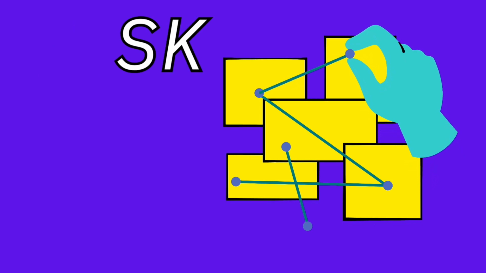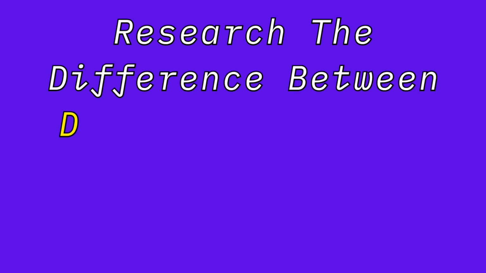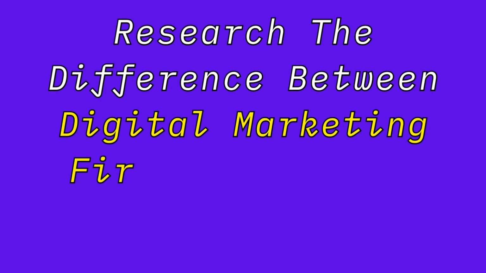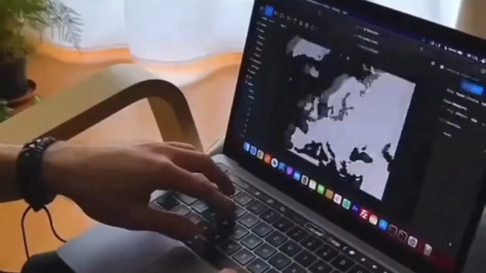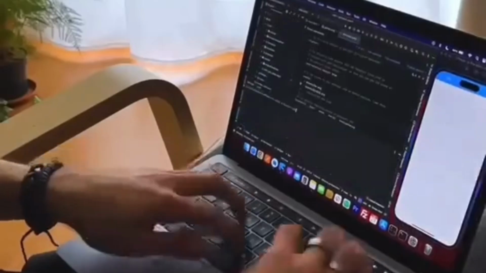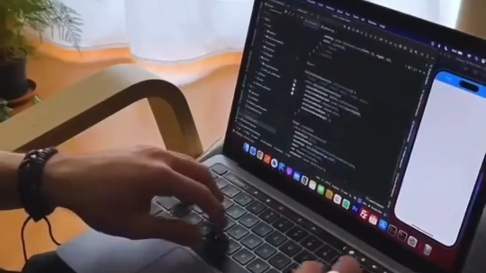Now here is a little task for you guys. Just research digital marketing firm and digital marketing firms and tell me the difference between both of their search volumes in the comment section below. Definitely there will be a difference in the volume of both. It could be 10 to 20% maybe.